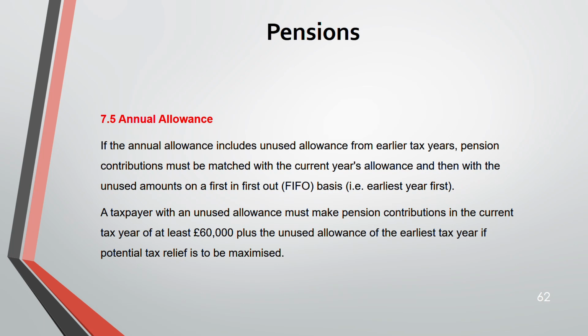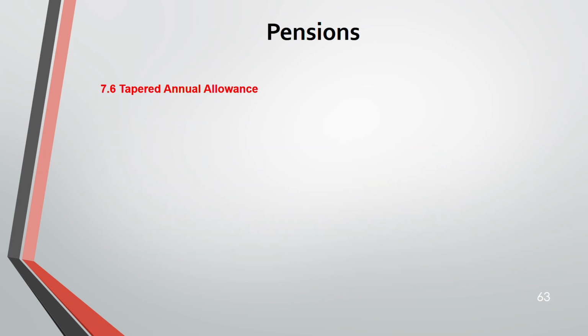So a taxpayer with an unused allowance must make a pension contribution in the current tax year of at least 60,000 plus the unused allowance of the earliest tax year if they want to get the maximum tax relief. That means up to a maximum of 60,000 you can contribute. With that, add the unused allowance of the earliest tax year. That is your maximum amount on which you are going to get tax relief. Beyond that, you have to pay tax.